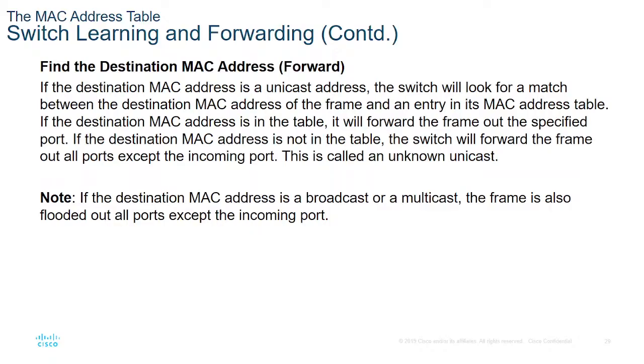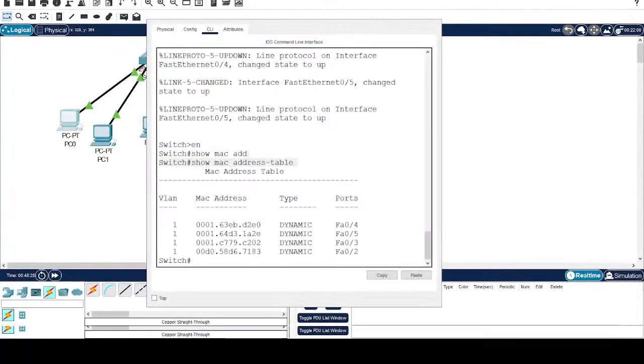So if I go back to my Packet Tracer and I show you the MAC address table, as you see here, if a frame is coming from a PC on port 4 and the switch sees the destination is ending with 183, it sends it automatically to port number 2. So a frame comes, the switch looks at the destination address, compares it with what it has in its MAC address table, and then knows which port to forward it to.